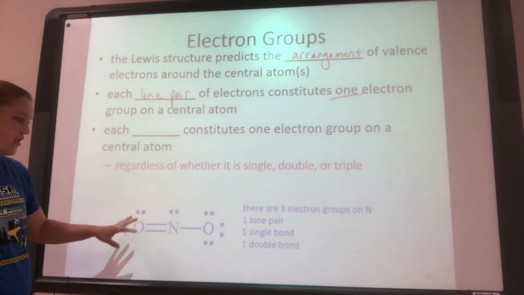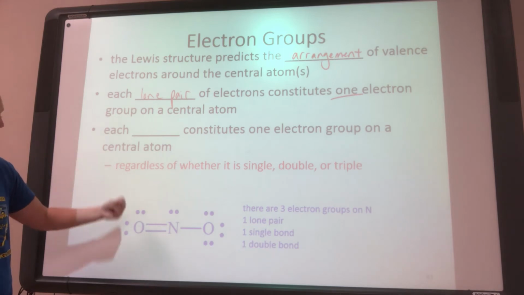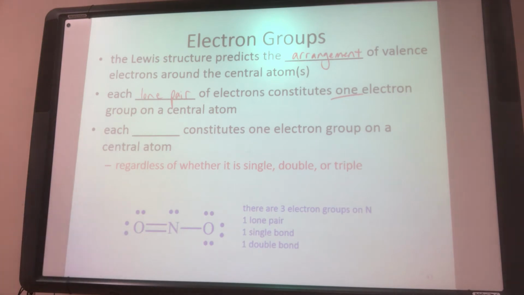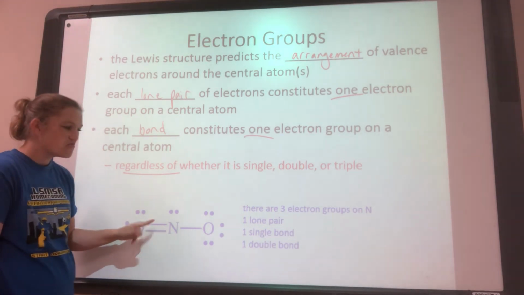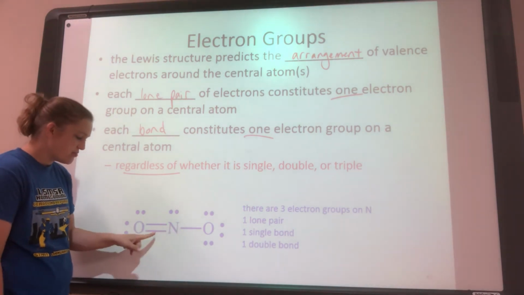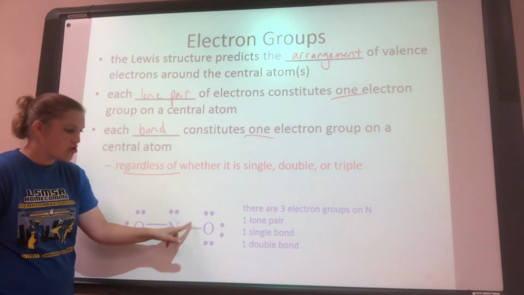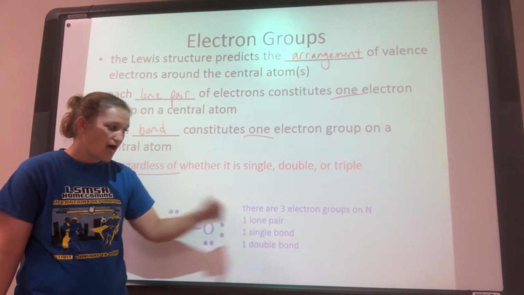Now we don't care about all of those. We only care about what's on the central atom. But just know if it's two electrons and it's by itself, it's a lone pair, it's an electron group. Each bond constitutes one electron group, regardless of whether it's a single, double, or triple. This is one electron group, this is one electron group. So you almost want to think of attachments. One attachment, one attachment. Doesn't matter if it's a double bond or a single bond, this isn't two electron groups. It's one electron group, because it's one bond. It just has a difference in what type of bond it is.